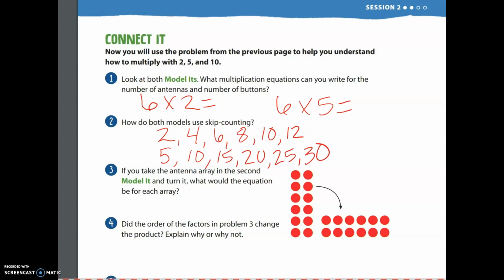This way, you're skip counting by 2s and going up 2 each time. This way, it's by 5. So the first way you would get your answer to the 2 antennas, and the second way you would get your answer to the 30 buttons. So number 3 says, if you take an antenna array in the second model and turn it, what would the equation be? Well, now we would only have 2 down and 6 across.